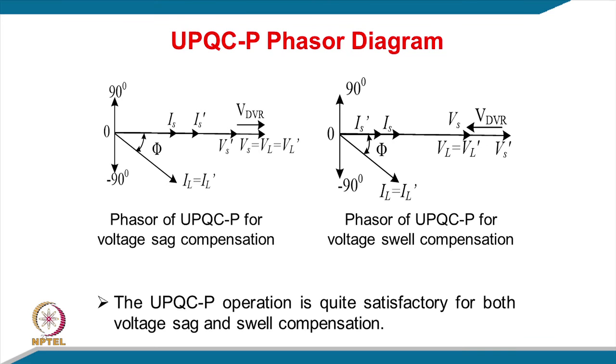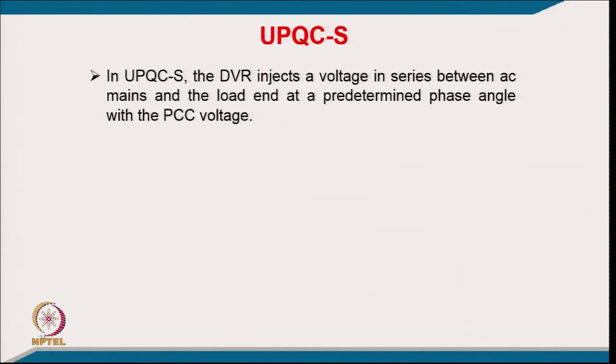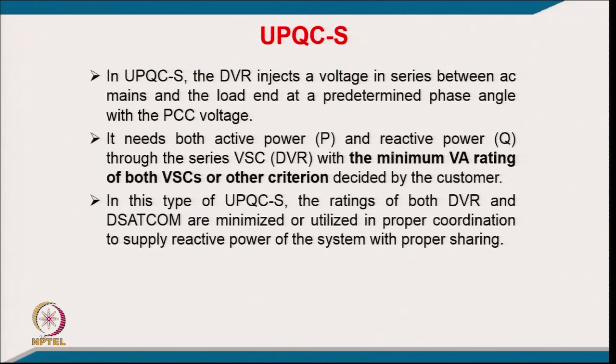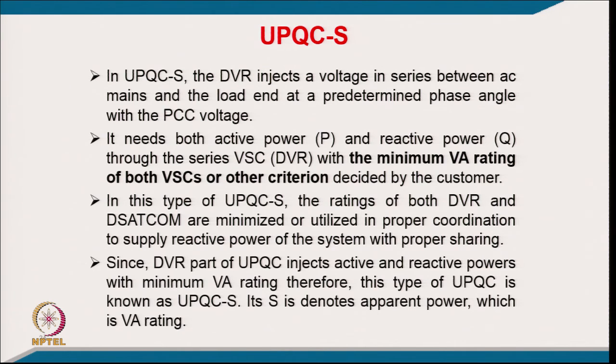The UPQC operation is quite satisfactory for both voltage sag and voltage swell compensation, and in UPQC-S the DVR injects a voltage in series between the AC mains and the load, at a predetermined phase angle with the PCC voltage. It needs both active power and reactive power through the series DVR, with minimum rating of both VSC, or other criteria decided by the customer. And in this type of UPQC, the ratings of both DVR and D STATCOM are minimum, or utilized in proper coordination to supply the reactive power of both with proper sharing.